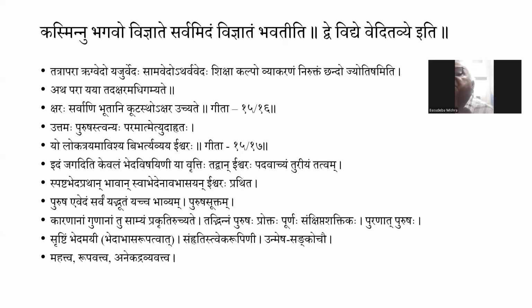What are those branches? The first is apara, that is whatever I said, all those Chaturasya Vidya, and para. Parayaya tad akshara adhigamyate. By para we can have knowledge about akshara. What is akshara? The Gita defines it: Kshara Sarvani Bhutani Kutastho Aksharamuchyate. Everything we see in the universe, all material things, is continuously perishable. So they are called Kshara.